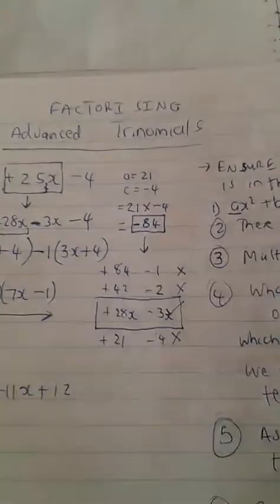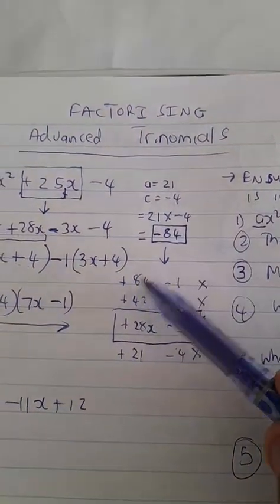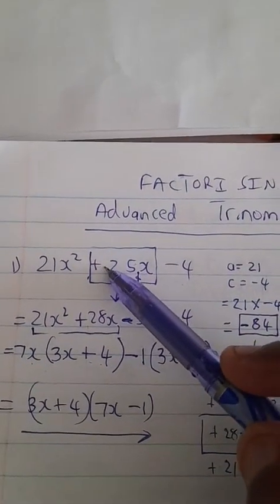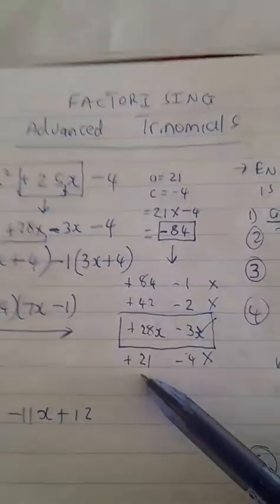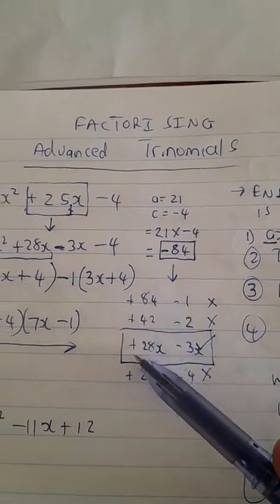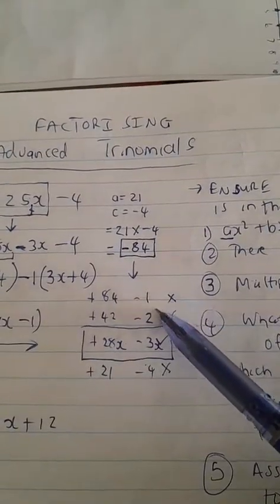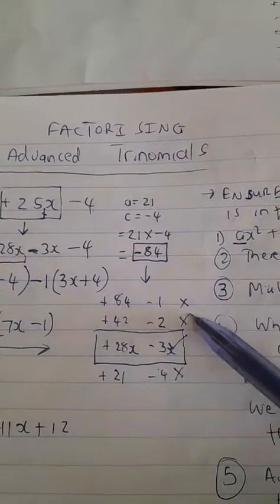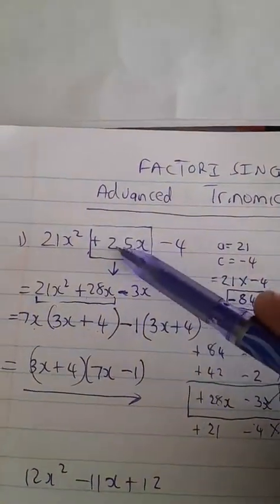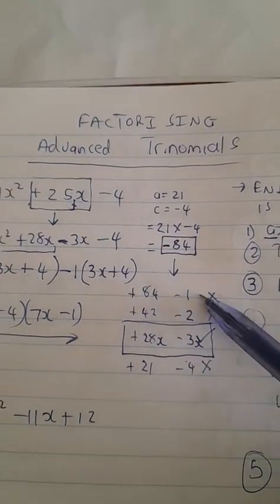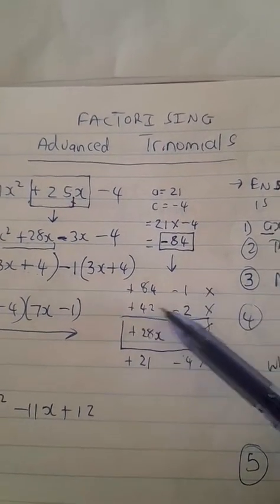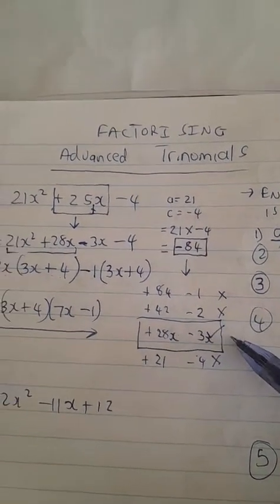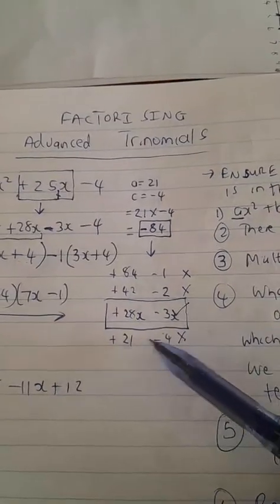Then, because I know this is a minus 84, it means my signs will be different. But because I want a positive coefficient, the highest factor will be positive. That's why I assigned positive to all the big numbers and negative to all the small numbers, because ultimately, when I add these, I want to get 25. So 84 minus 1 was out, that's why I crossed it out. 42 minus 2 is 40, it's out. 28 minus 3: ding, ding, ding, it's 25. 21 minus 4 is out.